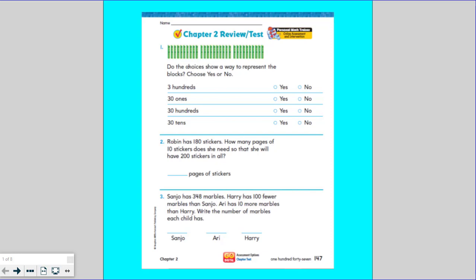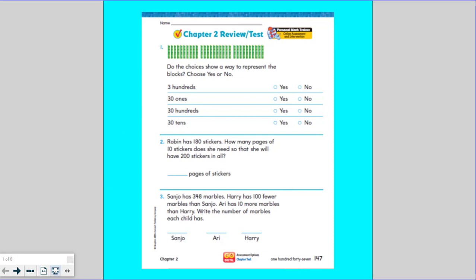Choose yes or no. So looking at these blocks, right, so do they show 300s? Yes or no? Do they show 31s? Yes or no? Do they show 30 hundreds? Yes or no? And do they show 30 tens? Yes or no? So pause your video, choose yes or no, and then we'll check it together.